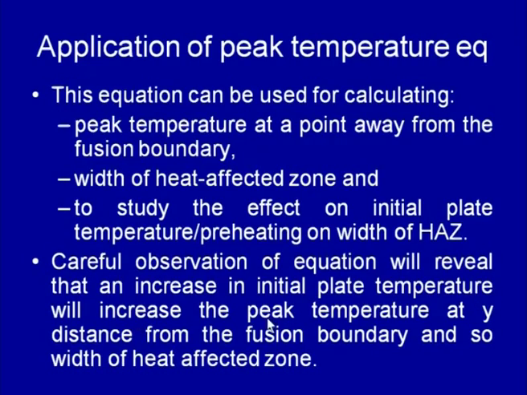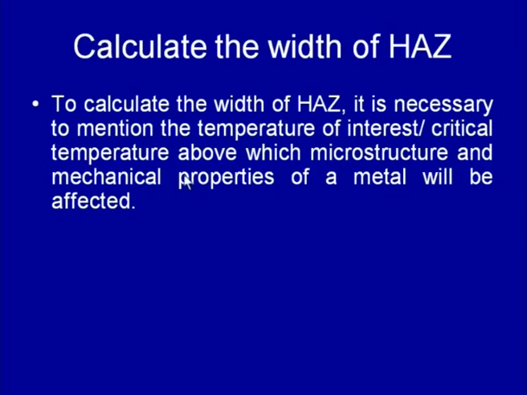Further, if we observe the above equation carefully, it reveals that an increase in initial plate temperature will increase the peak temperature at a particular distance away from the fusion boundary, and so the width of the heat affected zone. To calculate the width of the heat affected zone, it is necessary first to mention the temperature of interest, or the critical temperature above which the properties of the base material will be affected in respect of microstructure and mechanical properties.